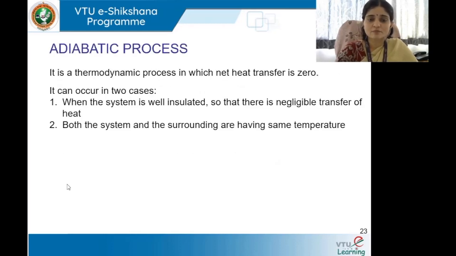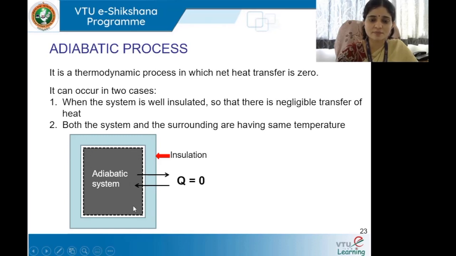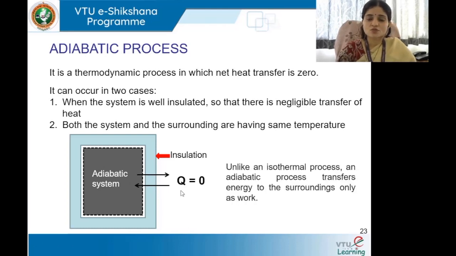Now, the adiabatic process is one of the thermodynamic processes that happens when the net heat transfer is zero. Now, when can this be achieved? There are two ways. One, when the system is well insulated, right? Consider this as a system. When you insulate the system, there is negligible transfer of heat and you can achieve net heat transfer as zero. Or both the system and the surroundings have the same temperature, then the system is stable. So, unlike an isothermal process, an adiabatic process transfers energy to the surroundings only in the form of work.